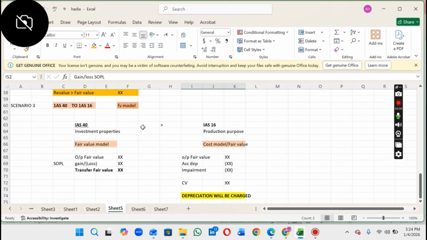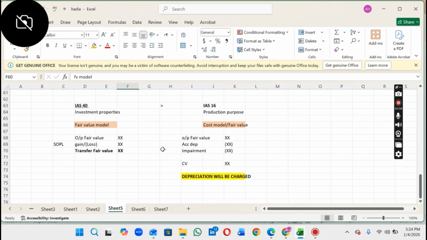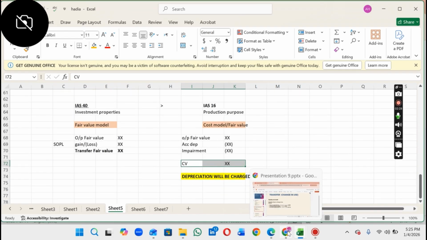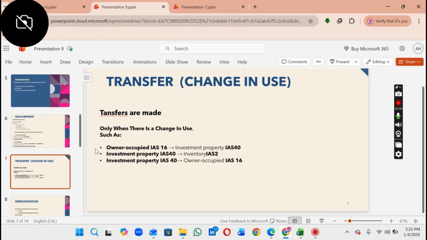In our third scenario, if we want to transfer our property from IAS 40 to IAS 16 using the fair value model, we will just transfer the fair value amount here to IAS 16, but now we will charge depreciation here. Like depreciation will be charged here, the impairment will be charged here, and we will calculate our carrying value in this manner. So this is the concept of the transfer in IAS 40.